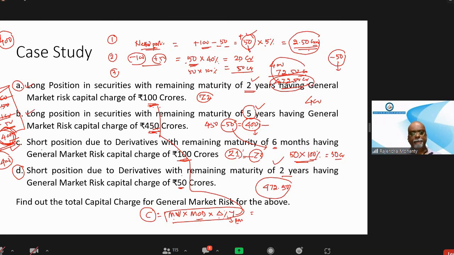Sir, one more question. Sir, in second step, why we are taking 6 months with long position only? Why not with short position of 2 years, sir?